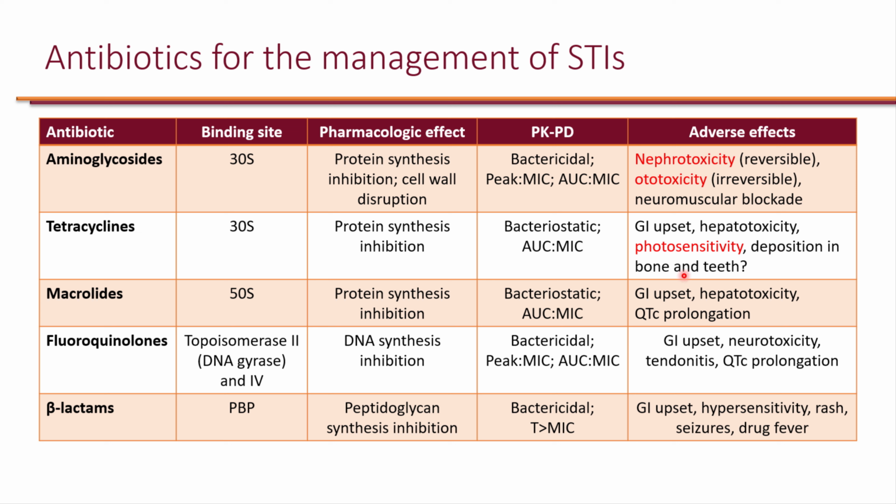And deposition in bone and teeth, with a question mark here because that was seen with tetracycline itself, but some of the other agents in this class don't necessarily cause this. So that's not really a concern with doxycycline. Macrolides, specifically azithromycin, have been used for some of the STIs. The macrolides bind to the 50S subunit, and they inhibit protein synthesis. And of course, with macrolides, QTc prolongation is a concern.